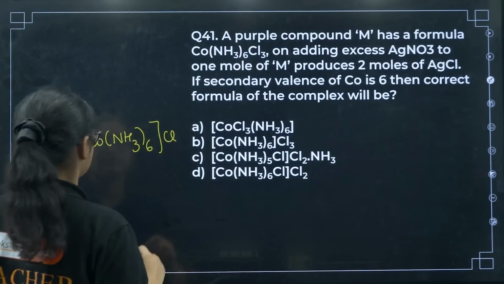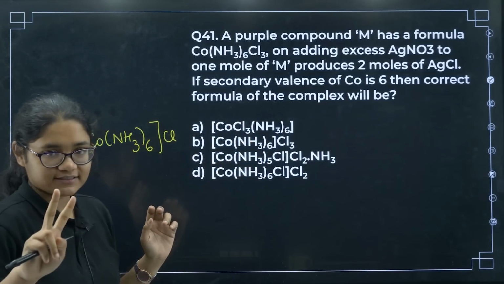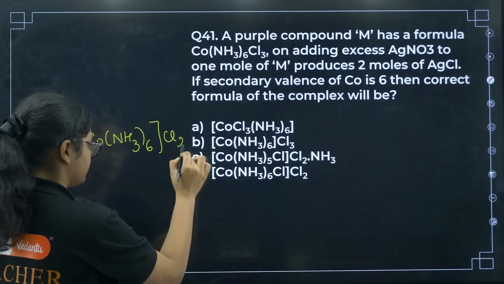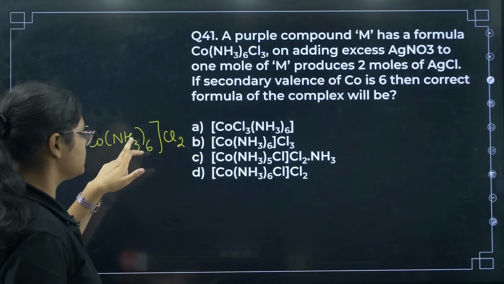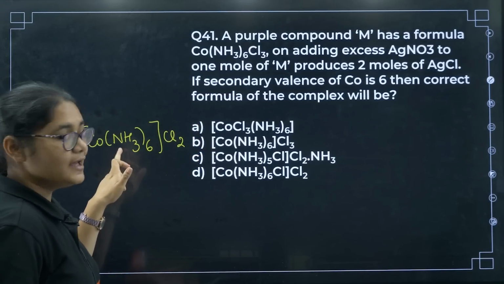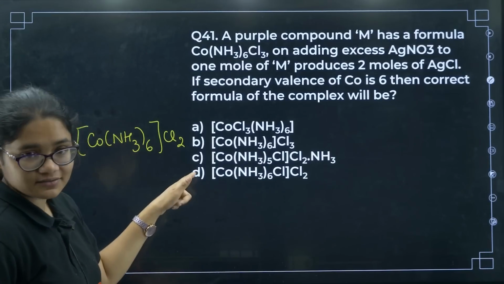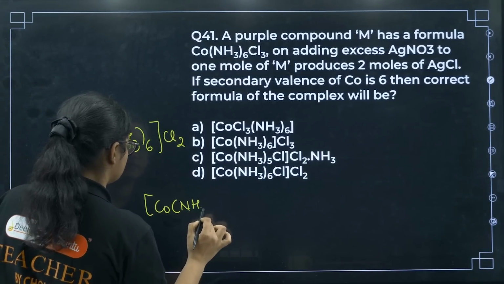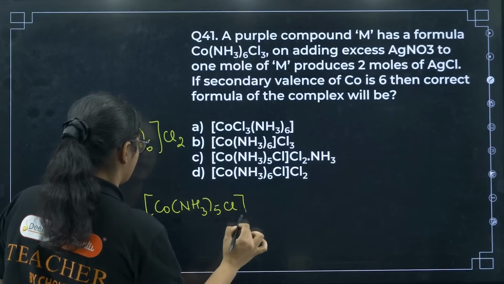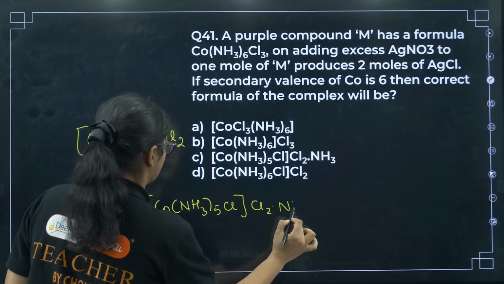Okay, 1 second. See, you are getting 2 moles of AgCl, right? 2 chlorine should be outside. Okay, but 1 chlorine is extra. We cannot put that chlorine inside. So that chlorine has to be inside. And if that chlorine is inside, then 1 NH3 has to be outside. See, we have to write like this then. [Co(NH3)5Cl]Cl2 and then NH3.